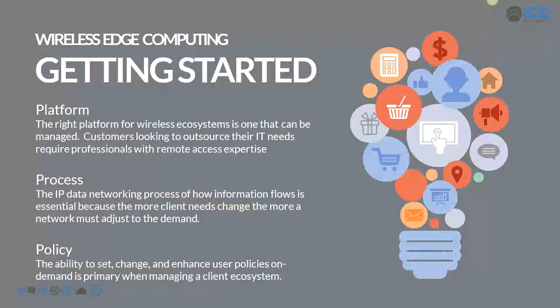So when we talk about intelligent edge and deploying intelligence over a longer period of time, we look at three basic elements of a network. First, the physical setup, the actual platform. The right platform from a wireless ecosystem is one that is managed. As opposed to having, for lack of a better word, glorified antennas deployed, you actually have a device that understands, can see, and define what is going on within that network environment. Also, from a process perspective, you want an IP data networking process for how information flows back into the core of your network and what that information is.